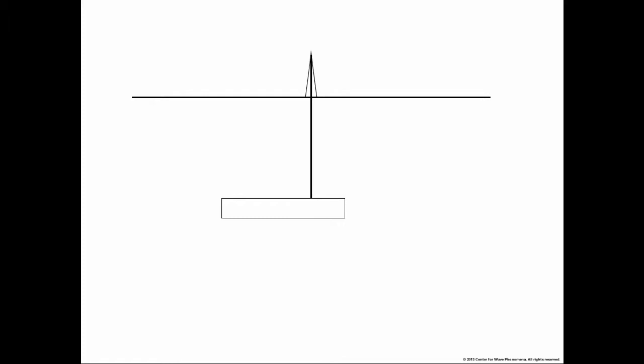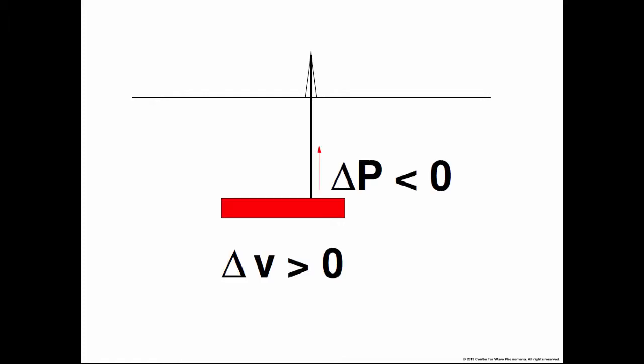So this is a very simple model of a reservoir, and this is what happens when we produce the reservoir. As I said before, P represents pore pressure inside the reservoir. So delta P is the change in pore pressure inside the reservoir, and delta V greater than zero means that because of the compaction induced by the change in pore pressure inside the reservoir, we have an increase in seismic velocity.